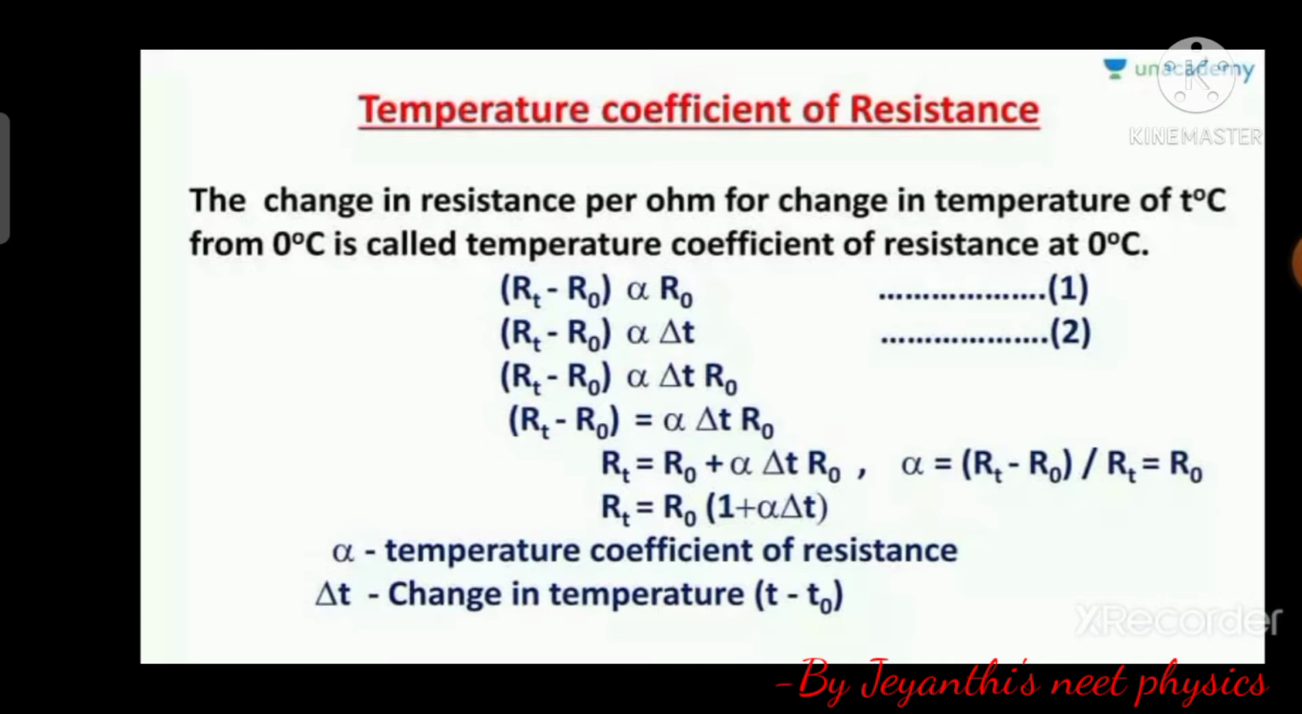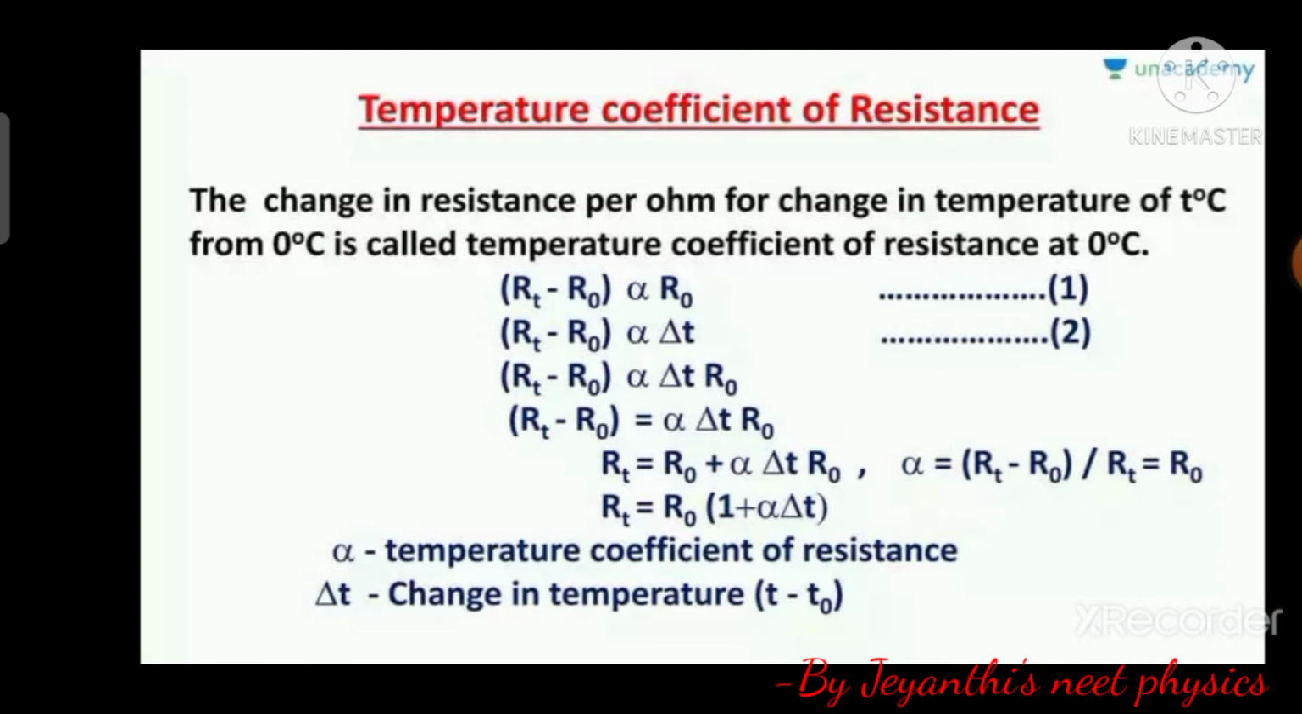Here alpha is called the temperature coefficient of resistance. Delta T means the difference in temperature, that is T minus T naught. So first of all you should understand what is temperature coefficient of resistance. It is defined as the ratio of increase in resistance per degree rise in temperature to its resistance at T naught. The unit for temperature coefficient of resistance is per degree Celsius. So with this formula we are going to derive the alpha for conductors and for semiconductors.